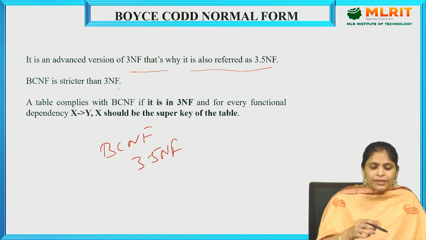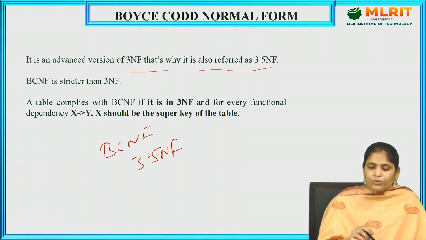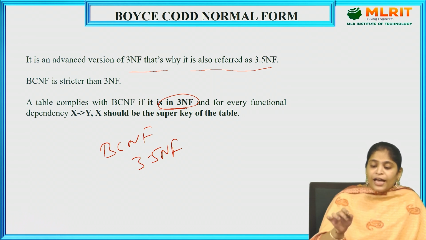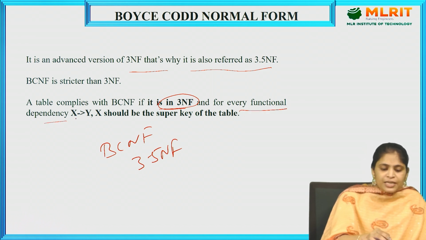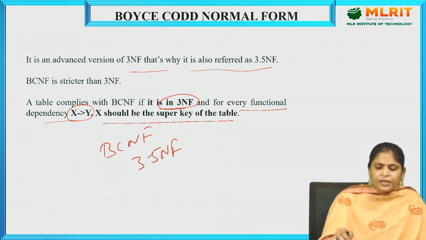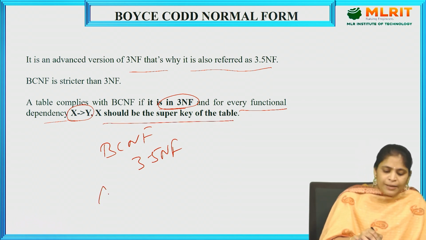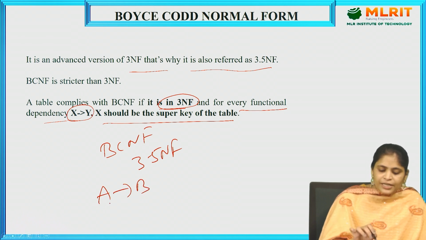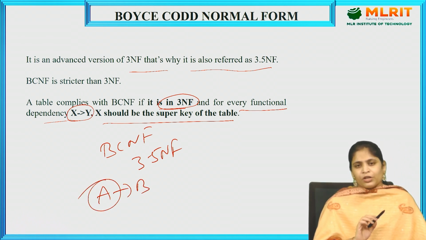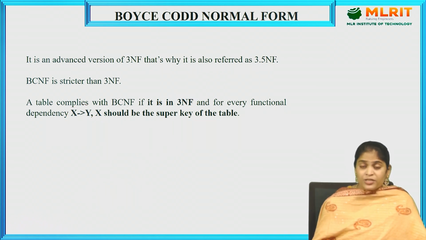A table in BCNF must satisfy two properties. First, it must be in 3NF. Second, for every functional dependency, for example X tends to Y, X should be a super key or candidate key of the table. For example, for the given functional dependency A tends to B, the LHS A must be a super key of the given relation. That is the Boyce-Codd normal form.